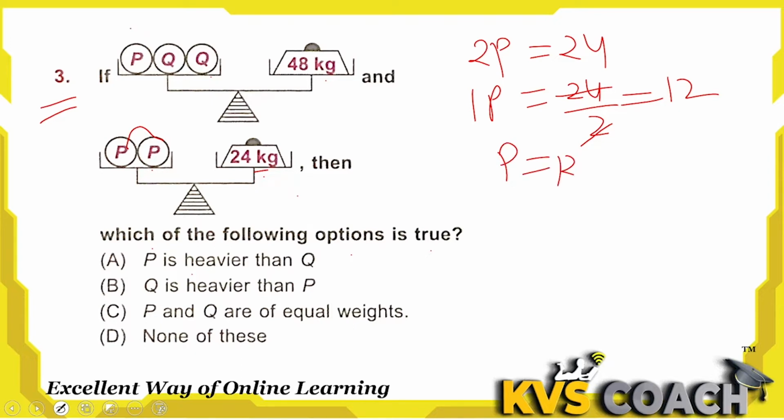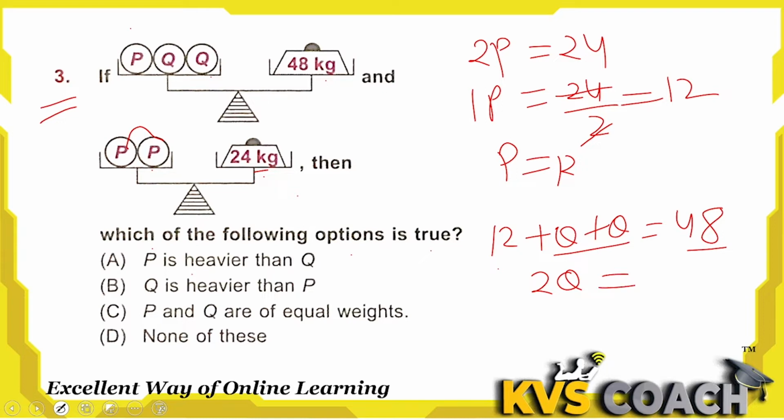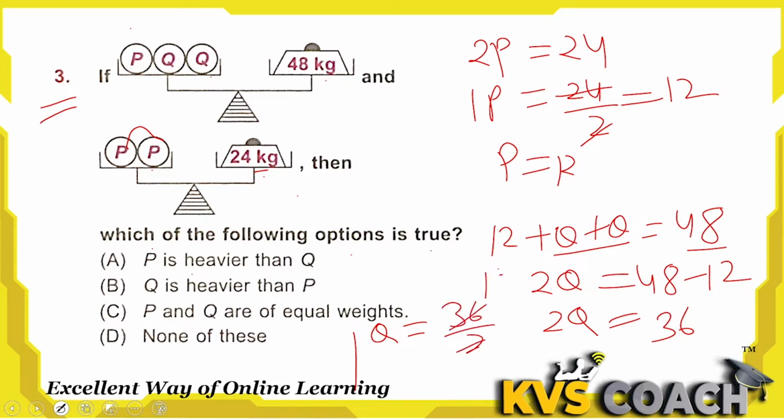So we will put this value here. 12 plus Q is equal to 48. So here we will subtract 12 from 48 and we will get the Q value. That is 6 and 36. And Q is equal to 36. Wait, check it: Q is equal to 48 minus 12, that is 36 by 2, that is 18. It means Q value is 18 kg and P value is 12 kg.